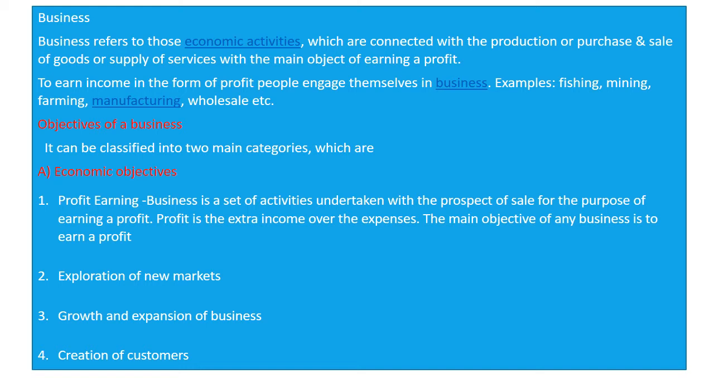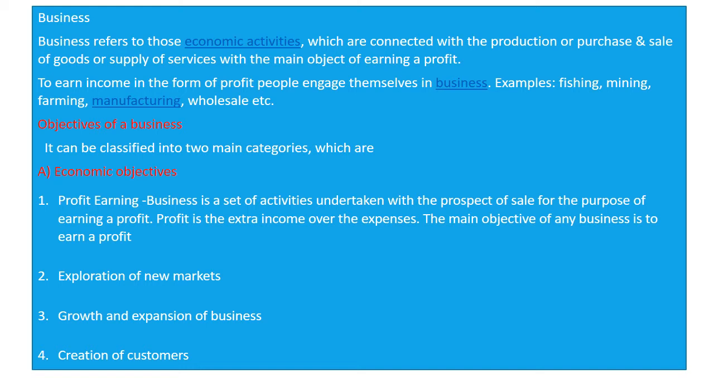So what do you mean by profit? You know that from 5th standard onwards we used to learn about cost price, selling price, and how to calculate profit and how to calculate loss and all, so there is no need to explain it. Okay, so profit earning is the first objective. Second one is exploration of new market.